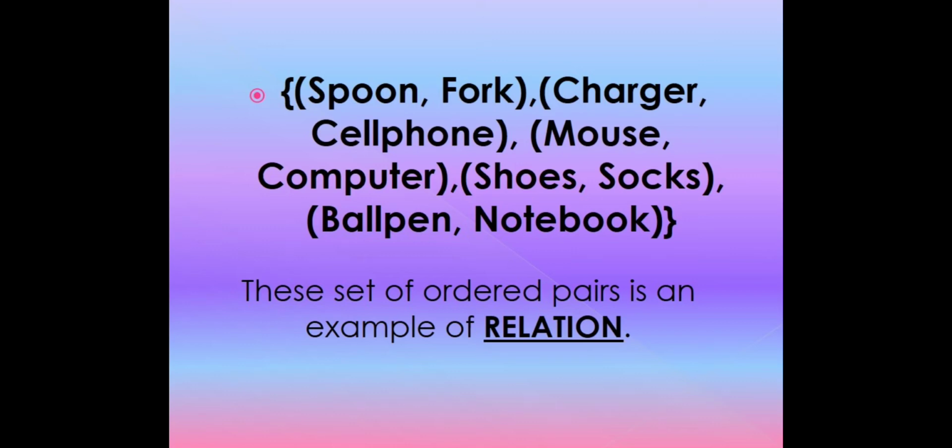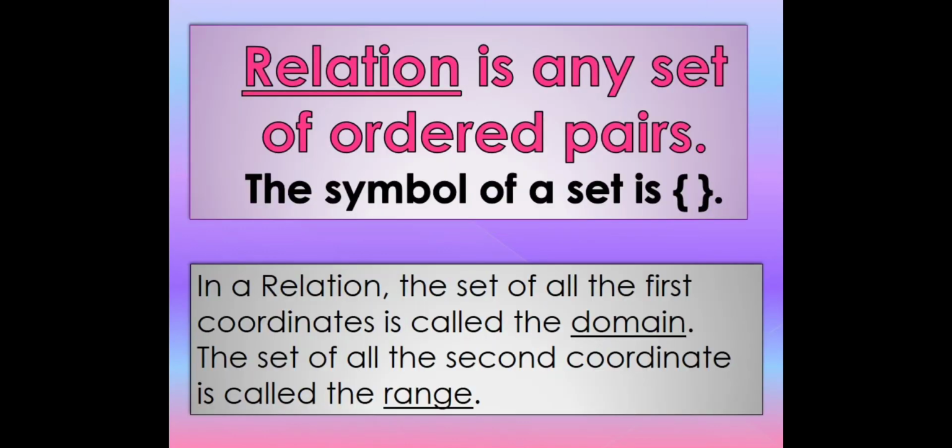So relation is correct. Relation is any set of ordered pairs, and the symbol of a set is braces. In a relation, the set of all the first coordinates is called the domain, and the set of the second coordinates is called the range. To understand what relation is, let's have another example.